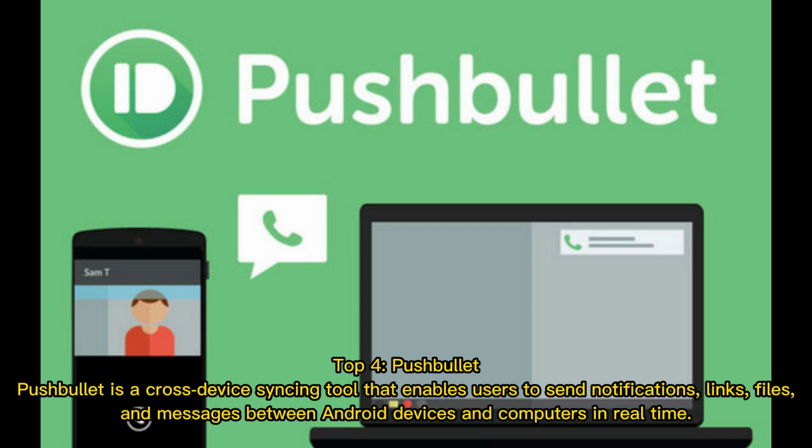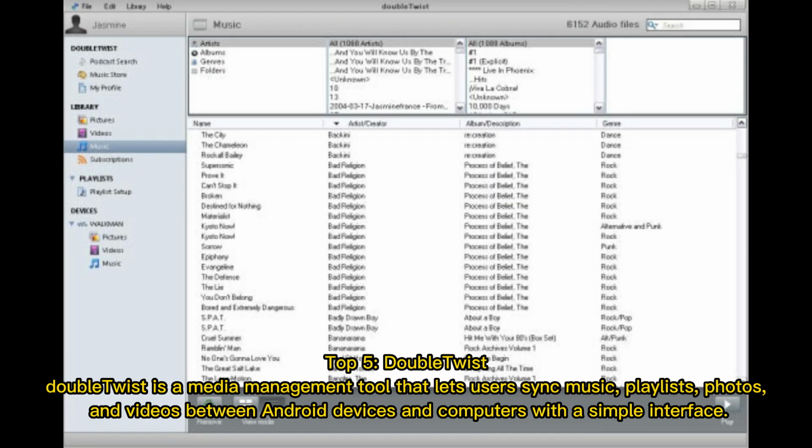Top 4. Pushbullet. Pushbullet is a cross-device syncing tool that enables users to send notifications, links, files, and messages between Android devices and computers in real time. Top 5. DoubleTwist. DoubleTwist is a media management tool that lets users sync music, playlists, photos, and videos between Android devices and computers with a simple interface.